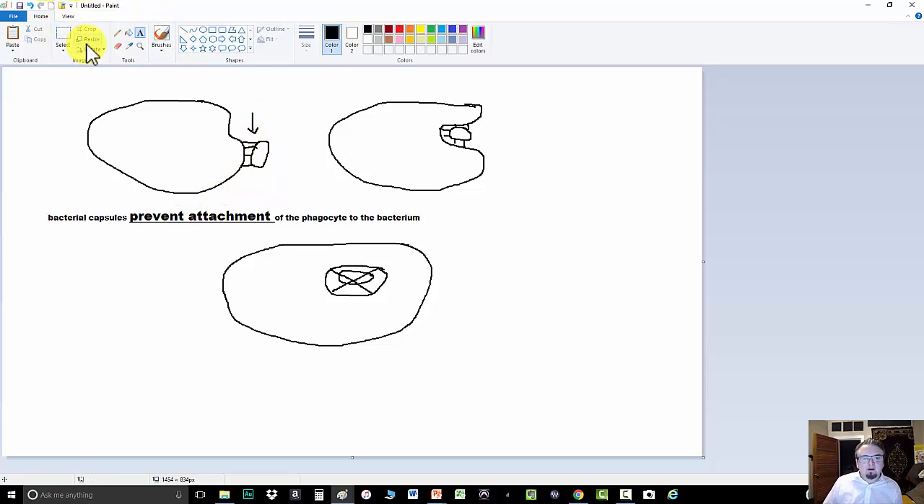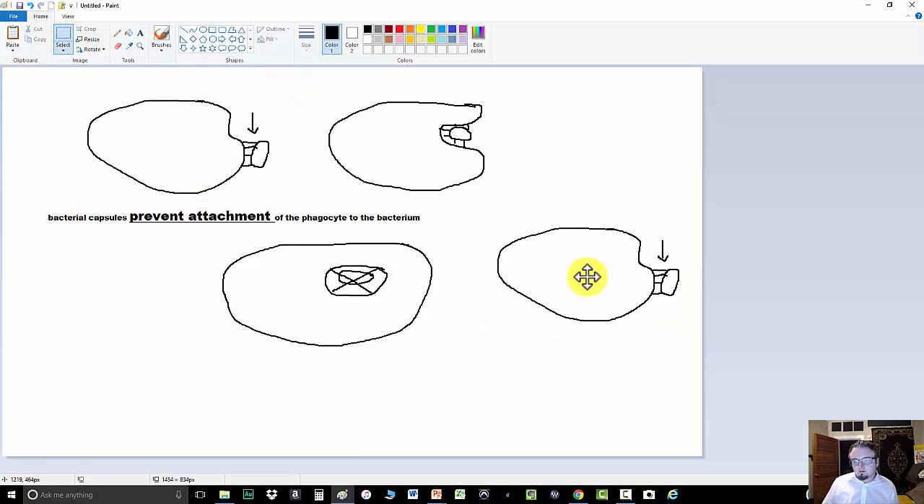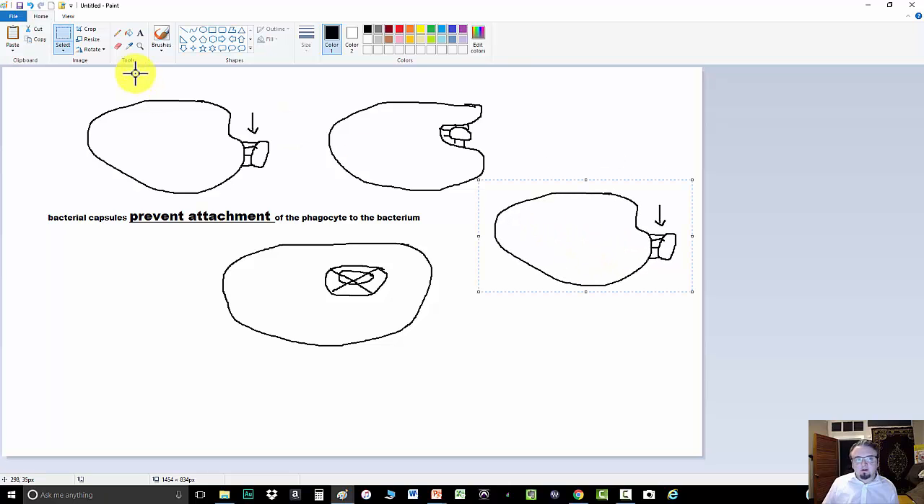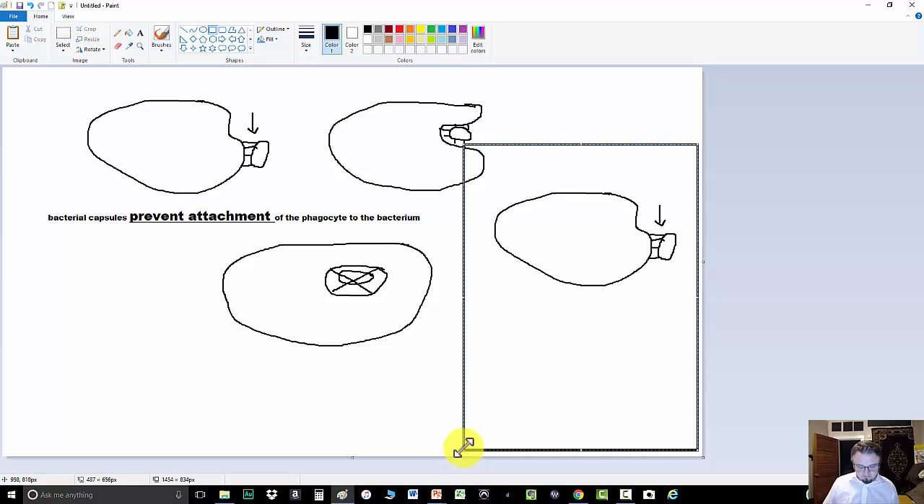Really what we would see here, if we do a slight variation of this off to the side, over here, is that the capsule would prevent those arms from being able to grab onto it. Use the word arm in air quotes there. So there's the attachment sites.